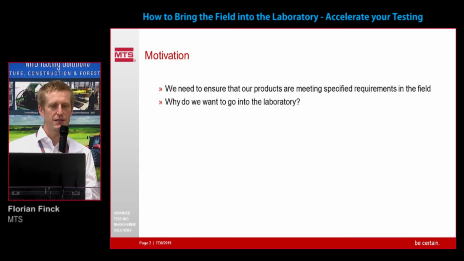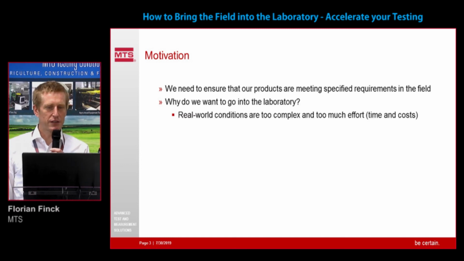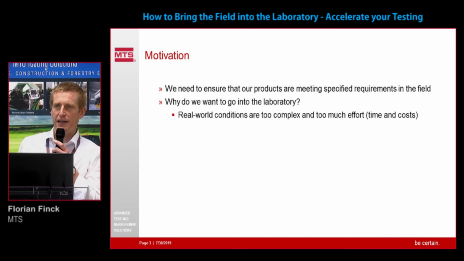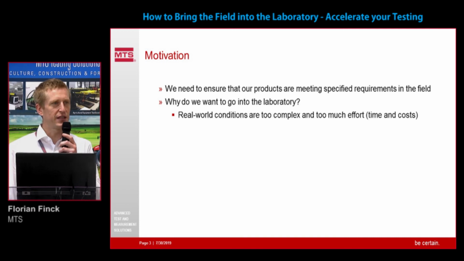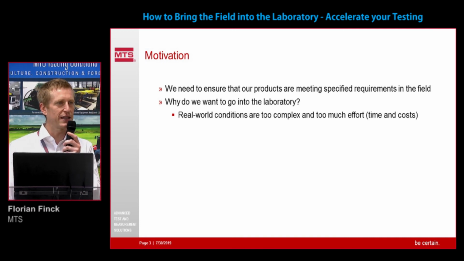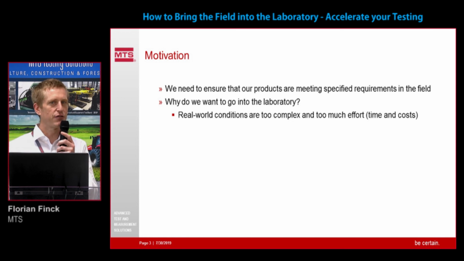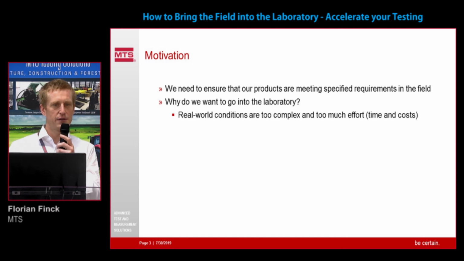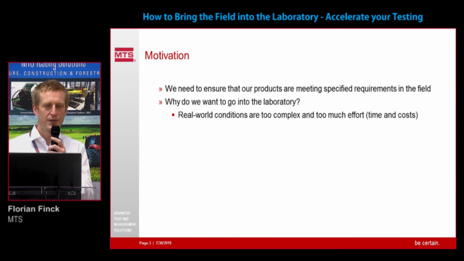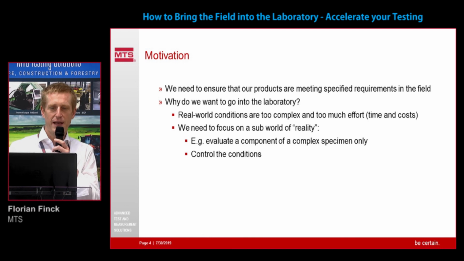There are different reasons. One, real-world conditions are very complex, and it's a lot of effort to test all these conditions. We can't take a vehicle out on all the different roads into all the different climatic regions, and we can't evaluate all the different drivers. We have to reduce the space of possibilities somehow and have less complexity. We need to focus on a subworld of that reality.